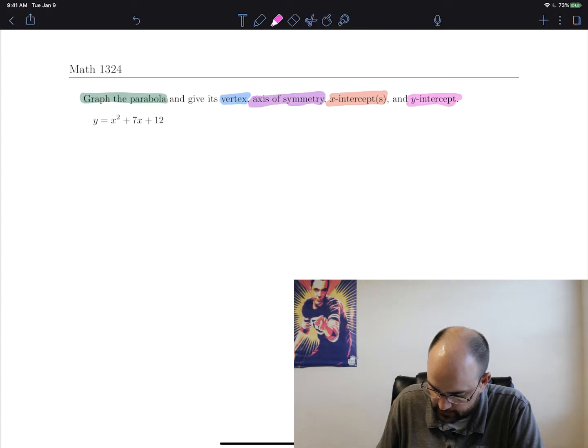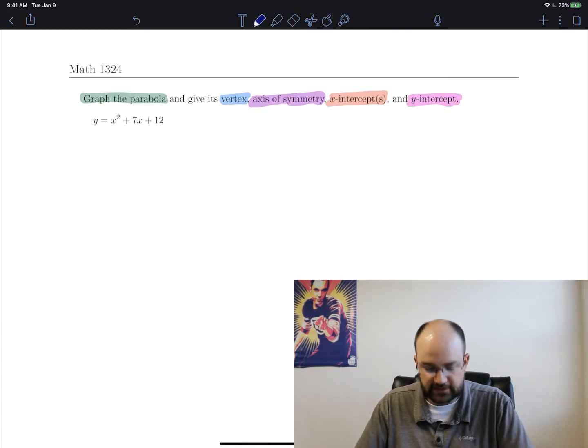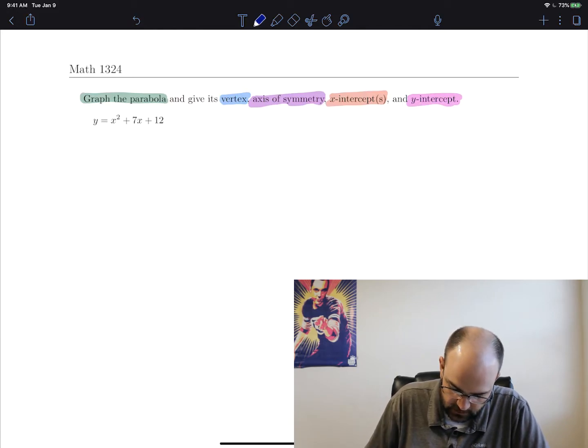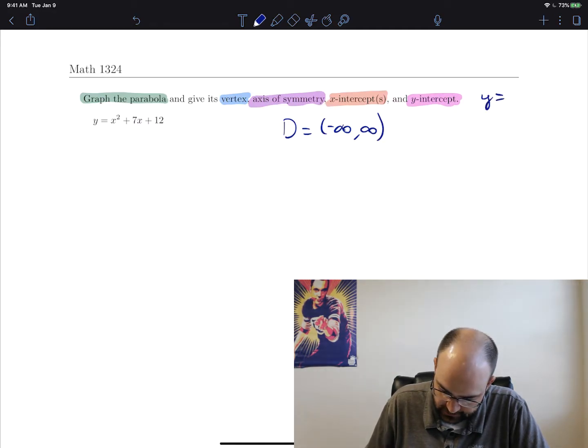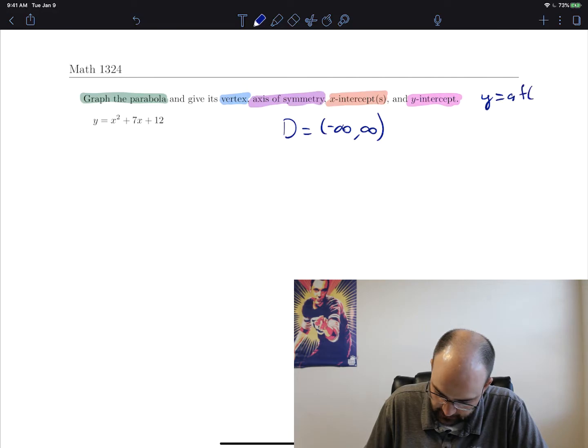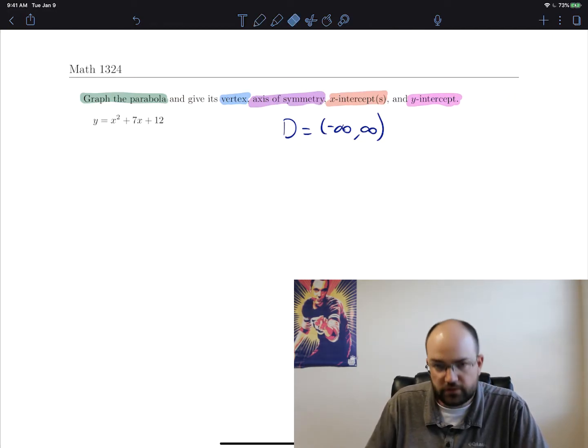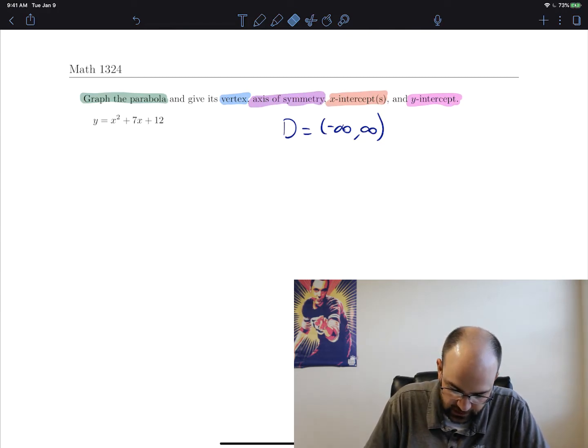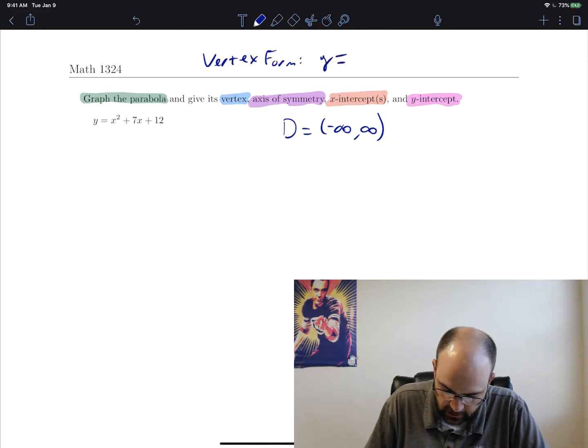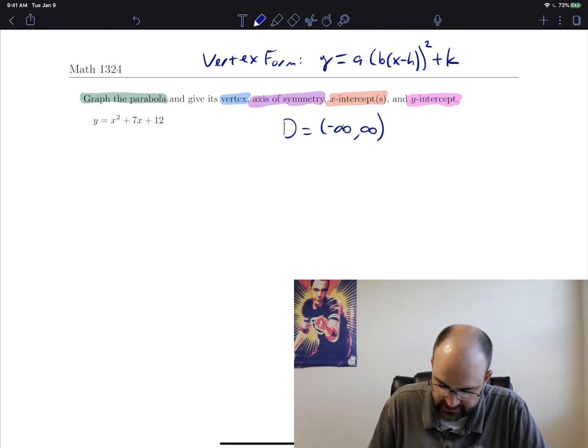With parabolas, there are a few things we need to know. First of all, the domain is all real numbers. I'm going to go ahead and show you the vertex form. For the vertex form, we have y equals a times parentheses x minus h close parentheses squared plus k.